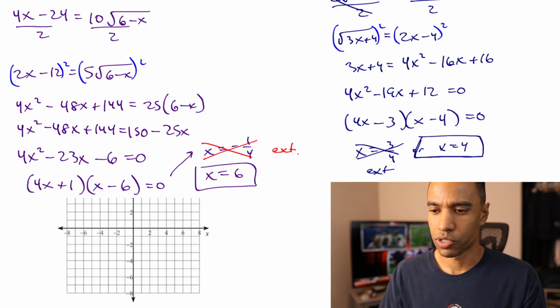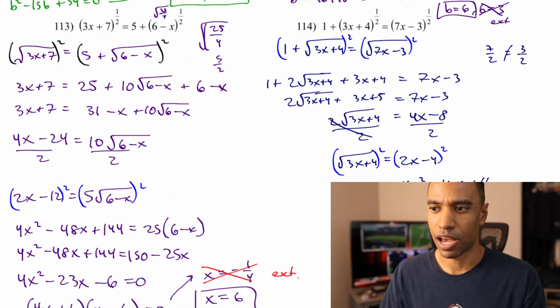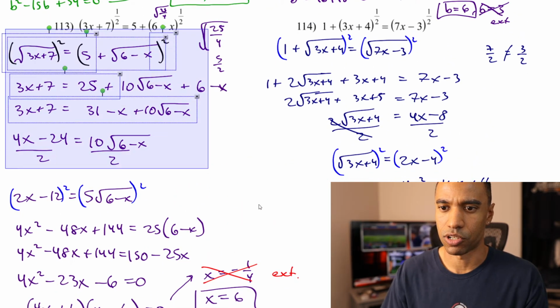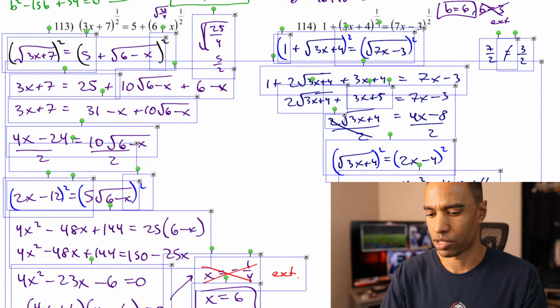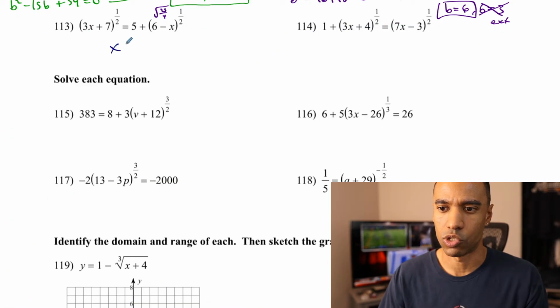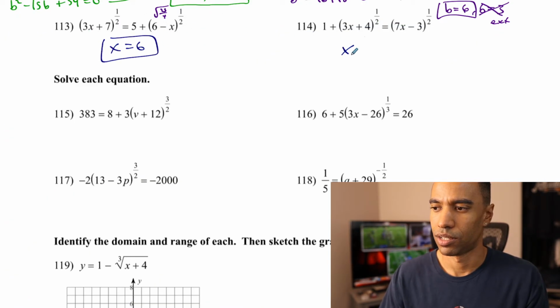So there's x equals 6, x equals 4. I'm going to cut out all this stuff and I'm just going to write those answers. X equals 6, x equals 4. With those extraneous ones out of the way.